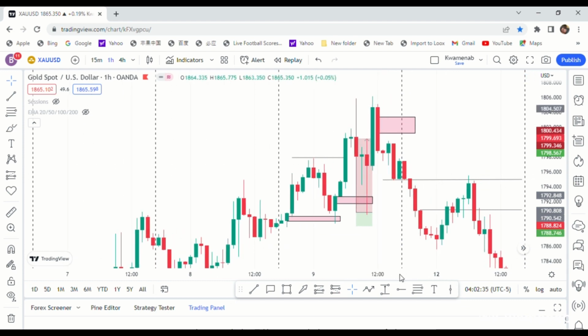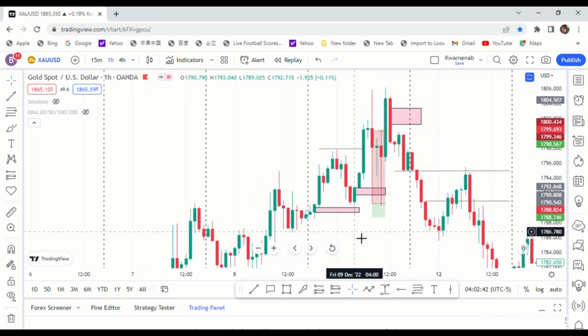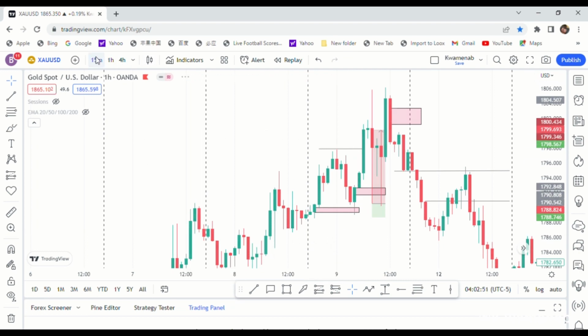So yes, this is the 1 hour chart. I like to do my analysis on the 1 hour chart, but then I like to get down into the 15 minutes to really see what the price is doing, because I like to engage price action in my trade. So let's get down into the 15 minutes and let's see what's going on.